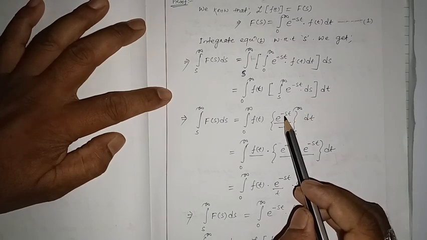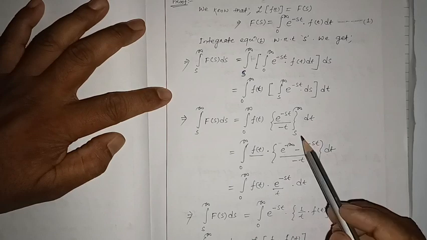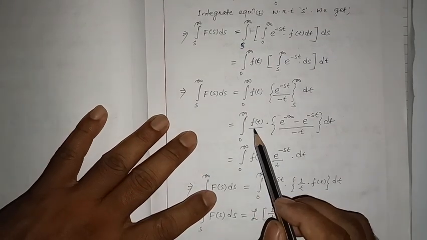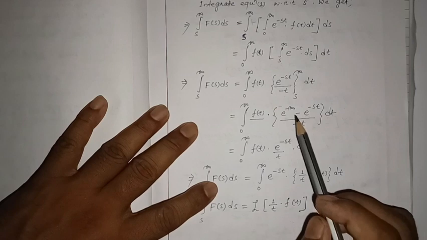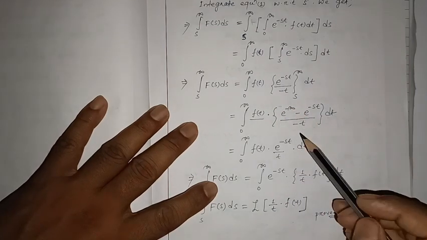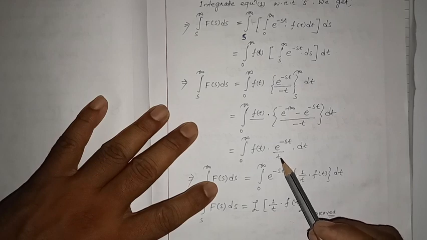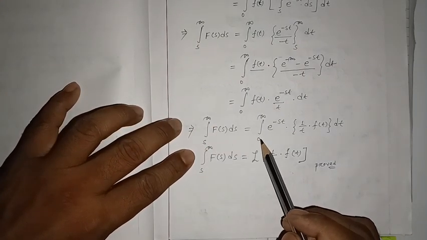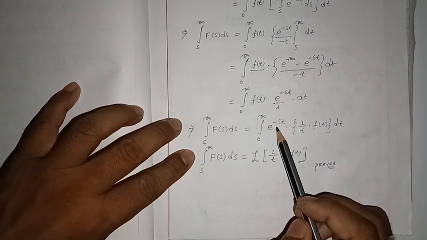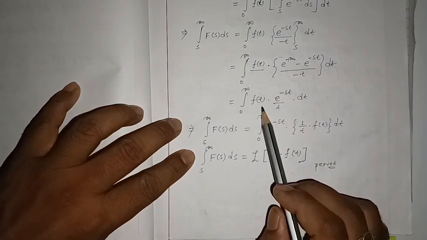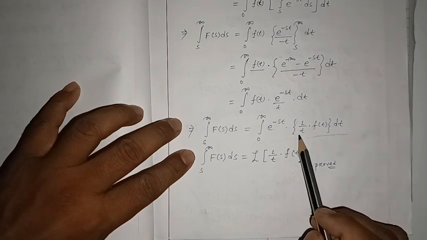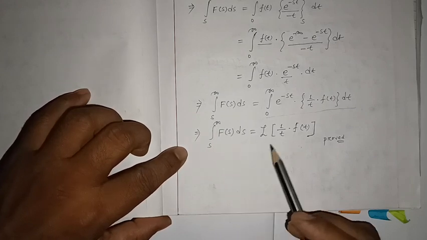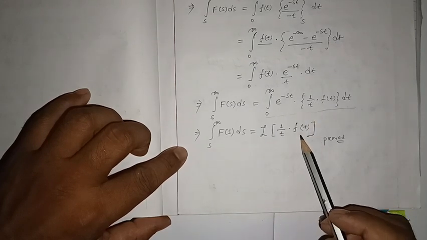Now if I put in the limits, at infinity this will be e to the minus infinity, and at s it is e to the minus st, divided by minus t. The integral from 0 to infinity of f of t dt is there. Here e to the minus infinity is nothing but 0. So minus minus gives plus e to the minus st by t dt. That implies the integral of F of s ds from s to infinity is equal to the integral from 0 to infinity of e to the power minus st into 1 by t into f of t dt. This is nothing but the Laplace transform of this function. So the integral from s to infinity of capital F of s ds will be equal to the Laplace transform of 1 by t f of t, hence proved.